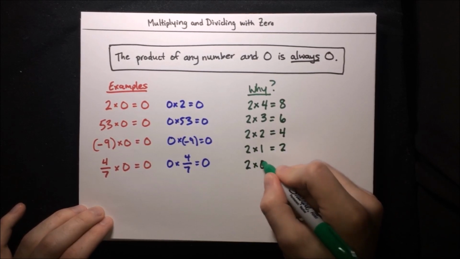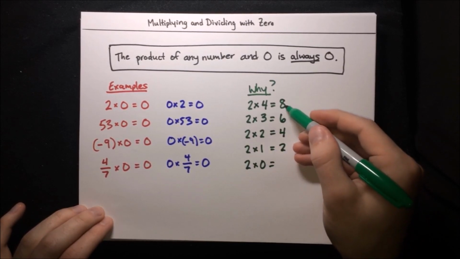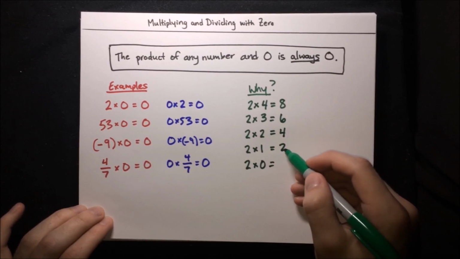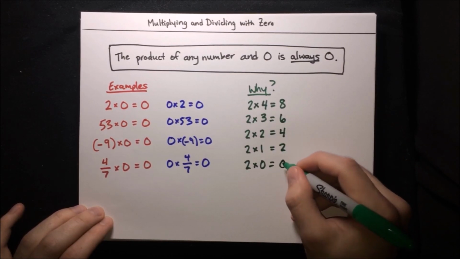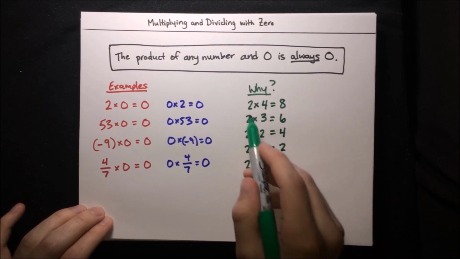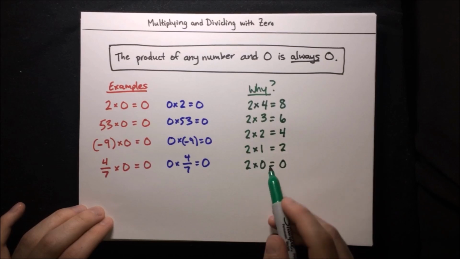2 times 0, if we look at the pattern here, we're just counting down by 2. 8, 6, 4, 2. If we go down another 2, we get to 0. So that's why 2 times 0 is 0, and the same pattern will hold for any number other than 2 as well.